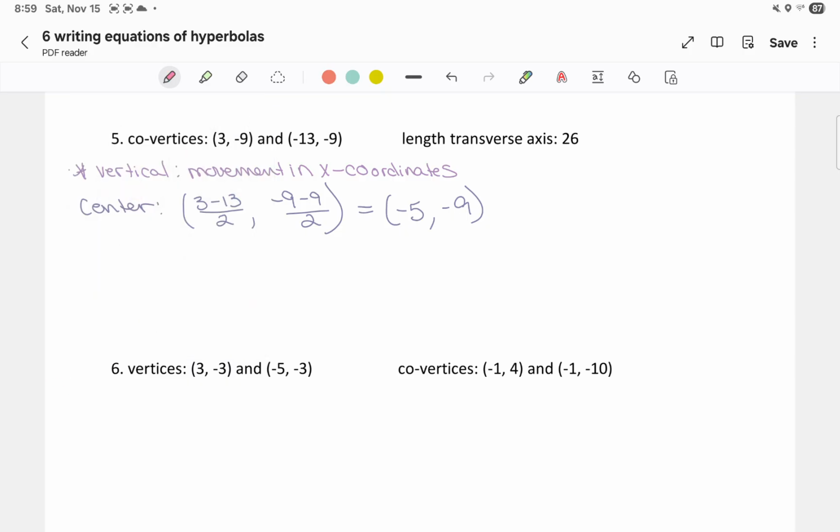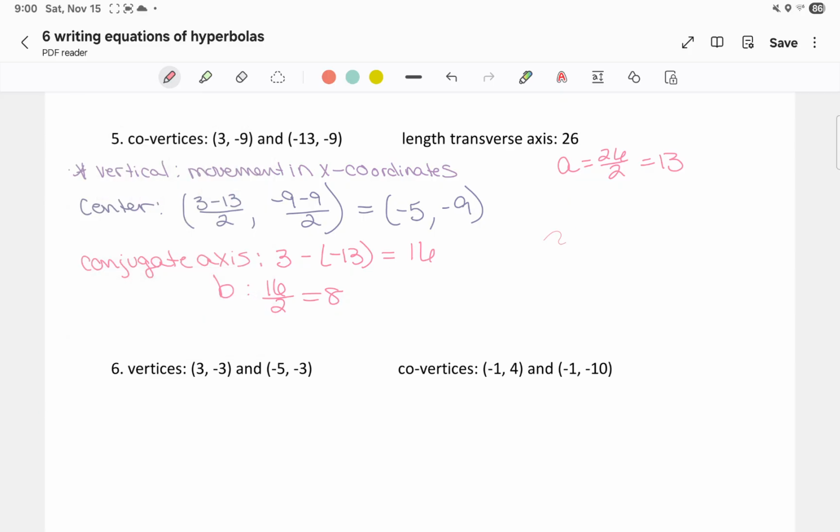And then for our B value, we're going to find that distance. So our conjugate axis, we have 3 minus a negative 13 equals 16. And so that tells us that B is 16 over 2, which is 8. And then our A is going to be 26 over 2, which is 13.